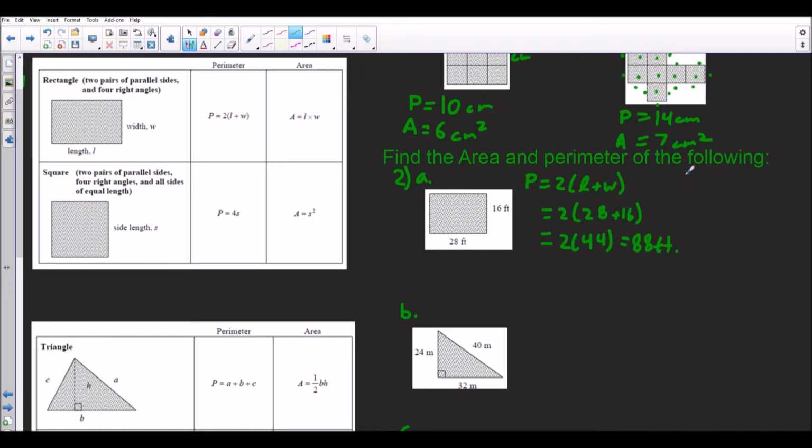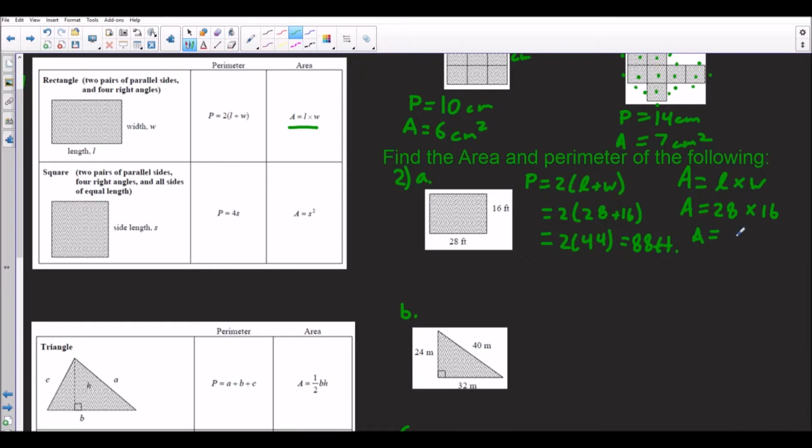Now the area for a rectangle, we can look at our formula here. Our area is equal to the length times the width. And we know that this is the length and this is the width. So our area is going to equal 28 times 16. And in fact, it doesn't matter which order you multiply these in, because with multiplying numbers, you can switch them around. It'll still be the same result.